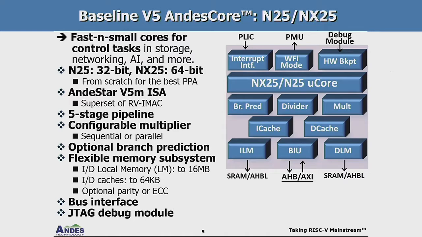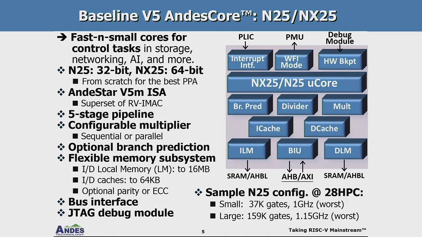Optional branch prediction, memory subsystem with local memory, cache, and optional parity or ECC, and bus interface, JTAG, and so on. So two sample N25 configurations at 28 nanometer HPC. In a small core size, it's just about 37K gates, running at 1 gigahertz, worst case. In a large configuration with cache, branch prediction, and so on, it's about 160K gates and can reach 1.15 gigahertz, also in worst case. So this is what we have.